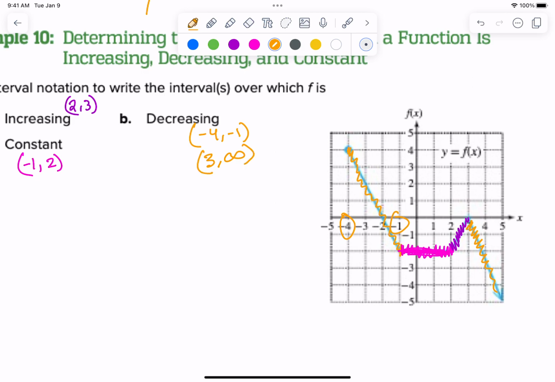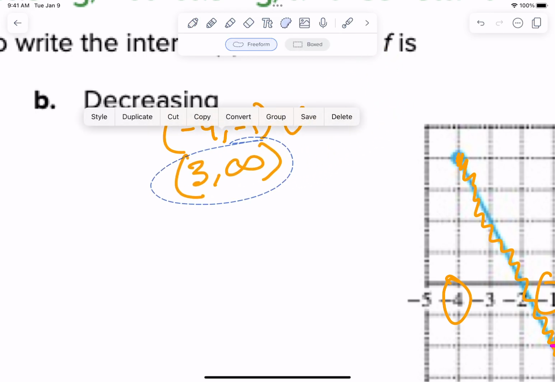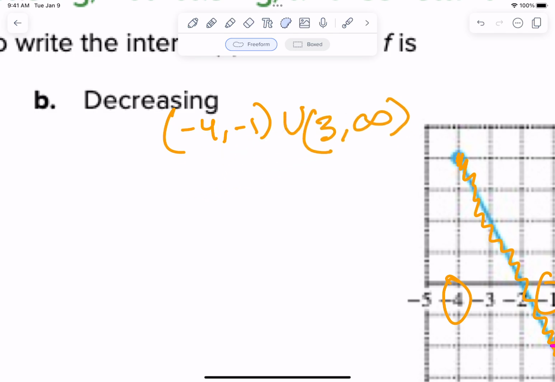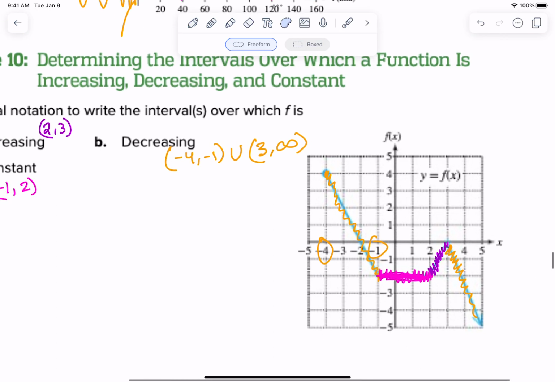Now I have two intervals of decreasing, so that means we're going to put a union in the middle. When you have two intervals, you put a union in between. Is it positive infinity? Yeah, positive infinity.